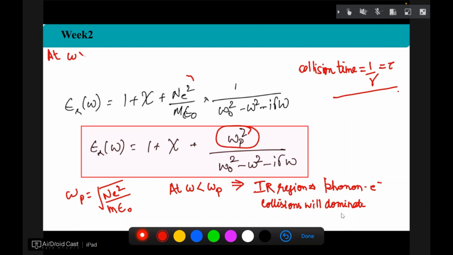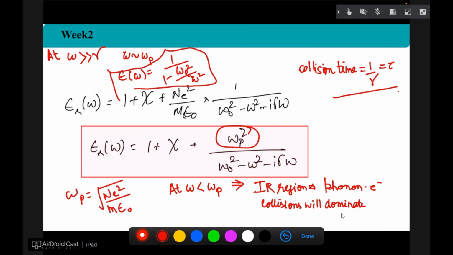At omega very much greater than gamma, whenever the frequency is very much greater than our loss, then omega is equivalent to omega p, and epsilon omega is equal to 1 minus omega p square upon omega square. So in this case, our matter starts behaving like a dielectric. So we have two models. One is the Lorentz model that describes the optical properties of dielectrics. Then we have the Drude-Lorentz model that describes the optical properties of metals.